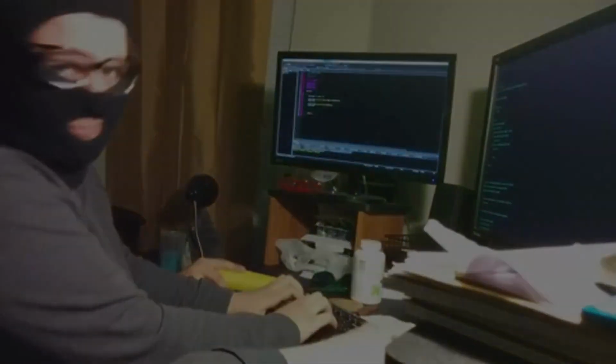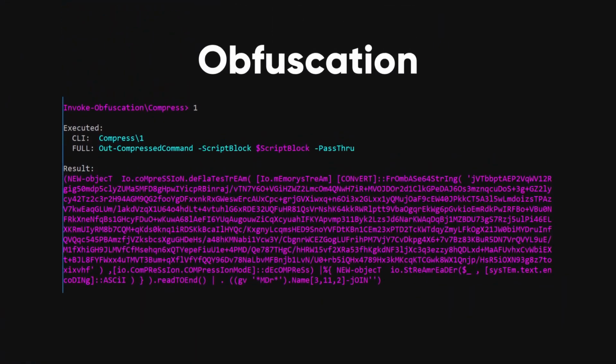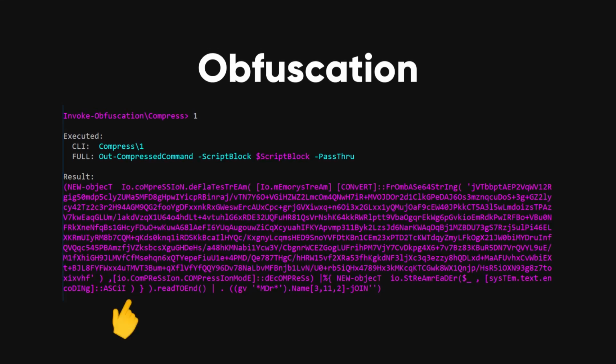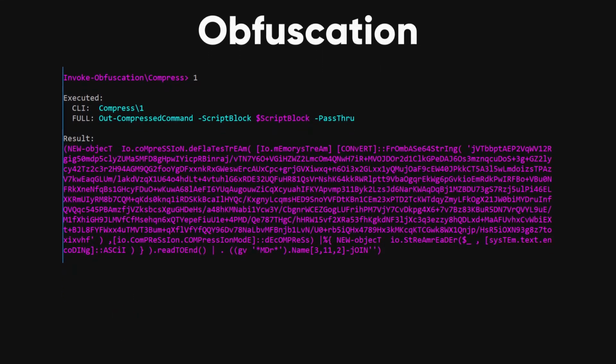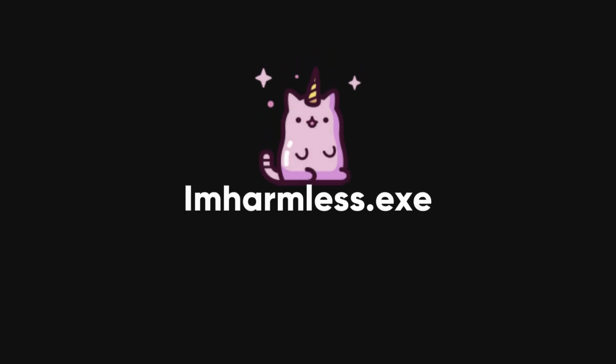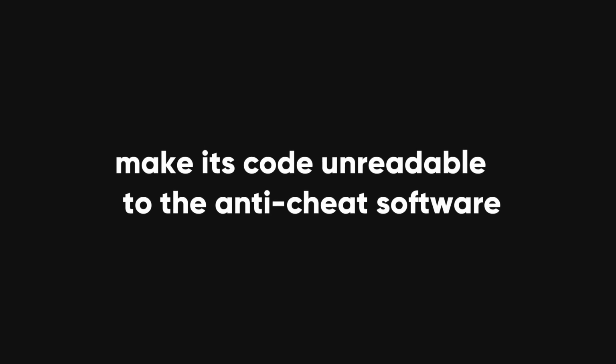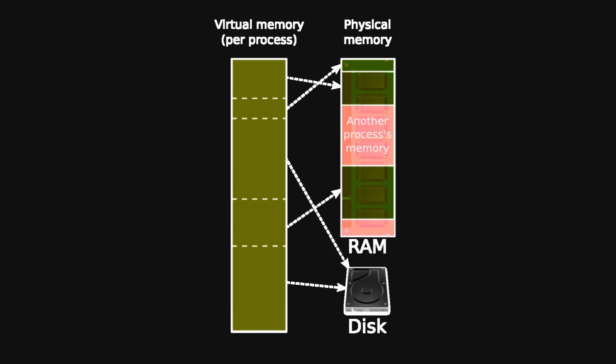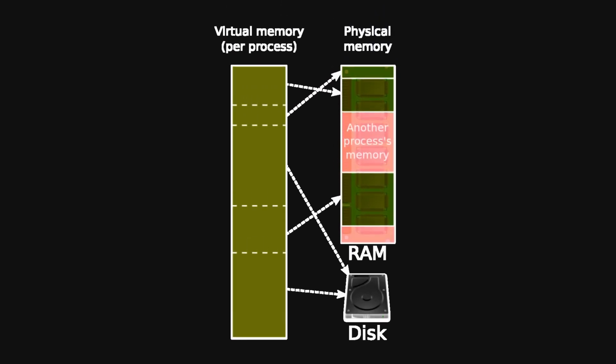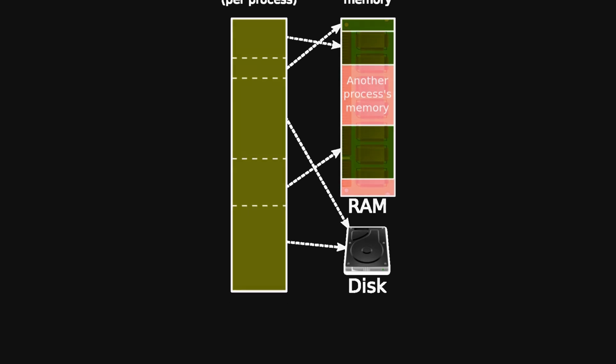One common method is obfuscation, where hackers hide their cheat programs by encrypting or disguising them, making them harder for anti-cheat systems to detect. For example, a cheat program might rename its files to look like harmless system files, or use complex encryption to make its code unreadable to the anti-cheat software. Another technique is memory manipulation, where cheats modify the game's memory while it is running, allowing the hacker to change game data without altering the actual game files.